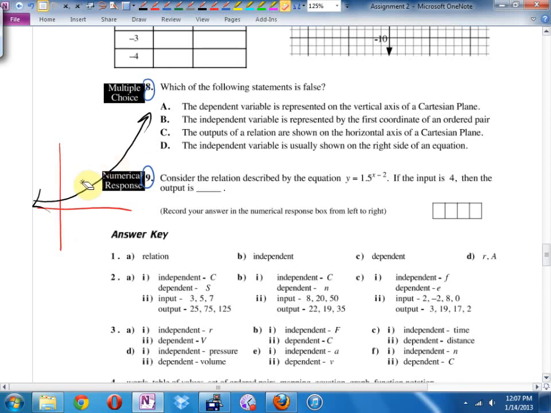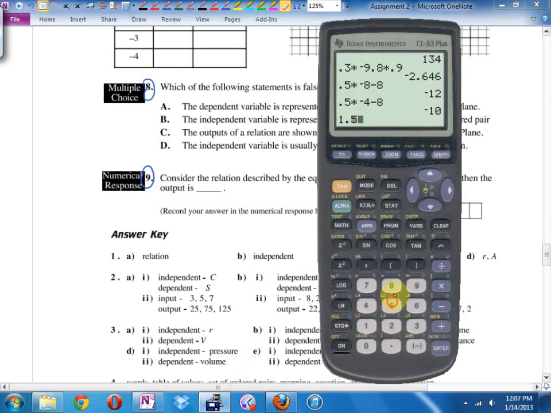It says if the input is 4, then the output is... So if I put a 4 in for x, you ready? We have to do the exponent up there first. What is 4 take away 2? 2. This is really 1.5 squared. If you're not sure, you could go 1.5 to the power of 4 take away 2, because that's what it wants us to do. And you get 2.25.